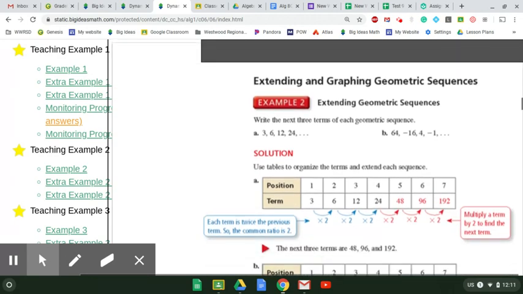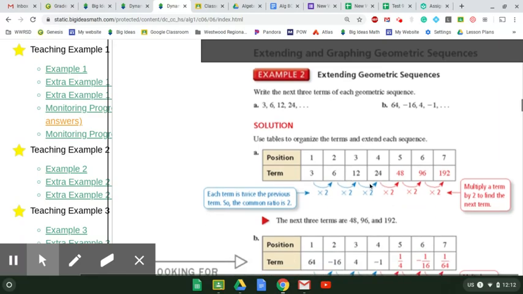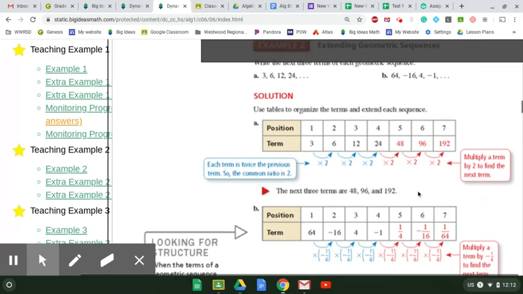Let's go down here to example 2. This is extending geometric sequences. We're going to use the fact that we know it's a geometric sequence and find the next 3 terms. So basically, we want to figure out what we are multiplying by and just keep the pattern going. So we have 3, 6, 12, 24. They organize their information in a pattern here, and we're noticing that we're multiplying by 2 every time. So to get to the next term, 24 times 2 is 48. 48 times 2 is 96. 96 times 2 is 192. So those are the next 3 terms, 48, 96, 192. You don't have to make this table, but they found it easier to organize their information that way.